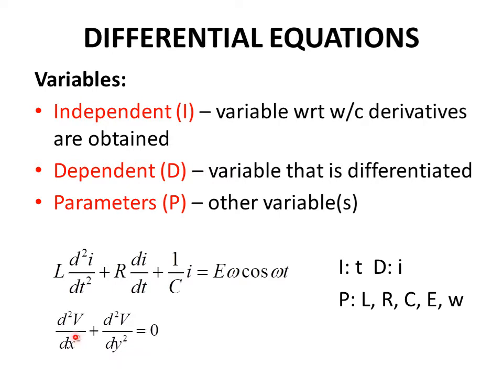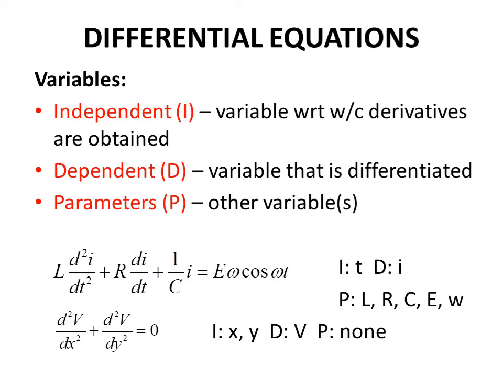Next, let's say we have this differential equation, d squared v over dx squared. This is the notation for the second derivative of the dependent variable v with respect to the independent variable x, plus d squared v over dy squared. Now, this is the notation for the second derivative of the dependent variable v with respect to the independent variable y. So that is equal to 0.